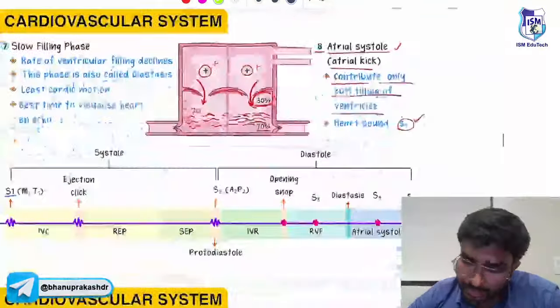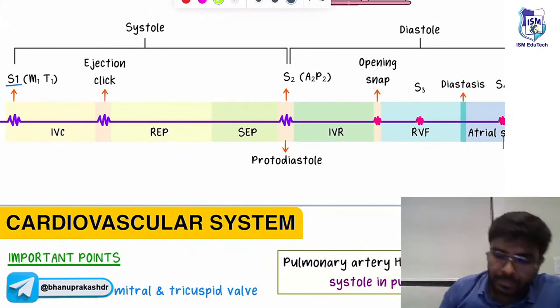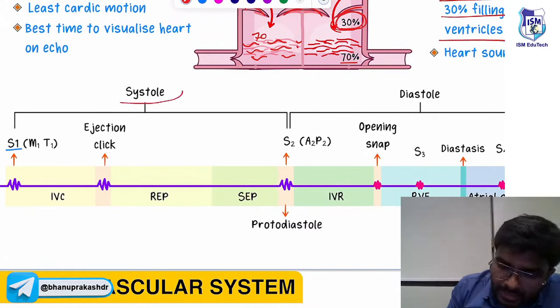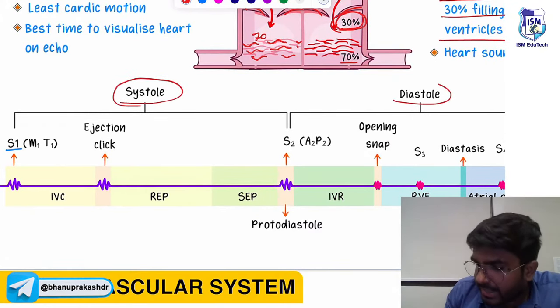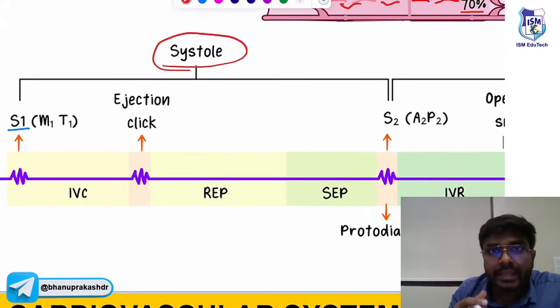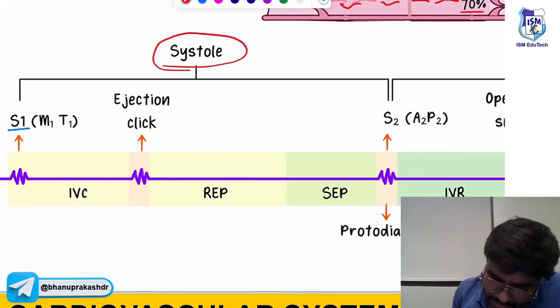There is a timeline diagram. In this timeline diagram, the cardiac cycle is divided into systole and diastole. Now I am discussing the systole in this class. So in the systole, what is the first phase?